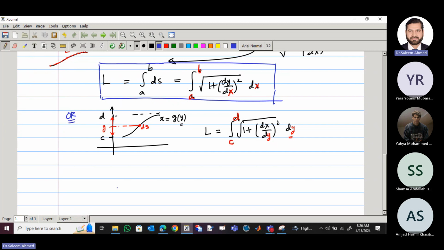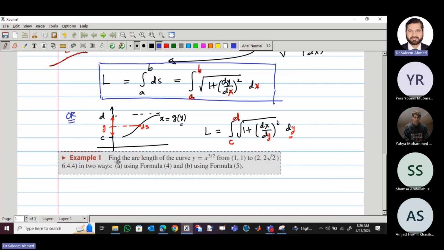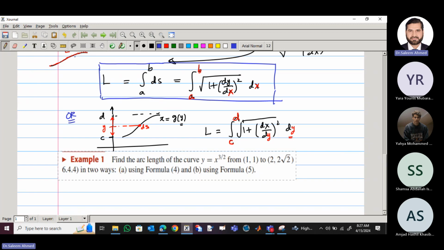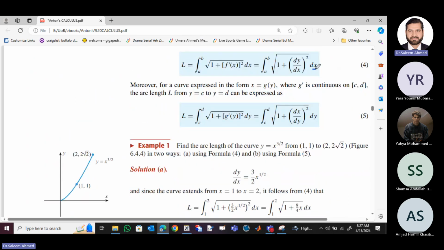So see, in this example, he said do this problem in two ways, using formula 4 and using formula 5. So in the book, they gave you these two formulas. I can show you in the book. See, this is formula 4 with respect to x, formula 5 with respect to y. So he said use both in this example.